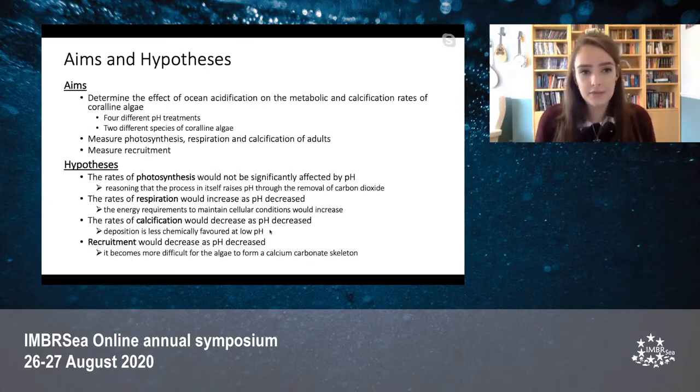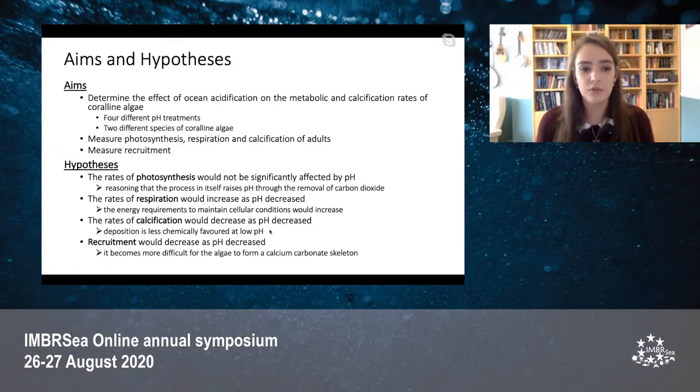The aims of my study were to determine the effect of ocean acidification on the metabolic and calcification rates of two different species of coralline algae across 4 different pH treatments. For these two species, I aim to measure photosynthesis, respiration, and calcification of adult specimens. And then additionally, I aim to measure the recruitment of coralline algae in general, as I could not determine which species each of the recruits belong to.